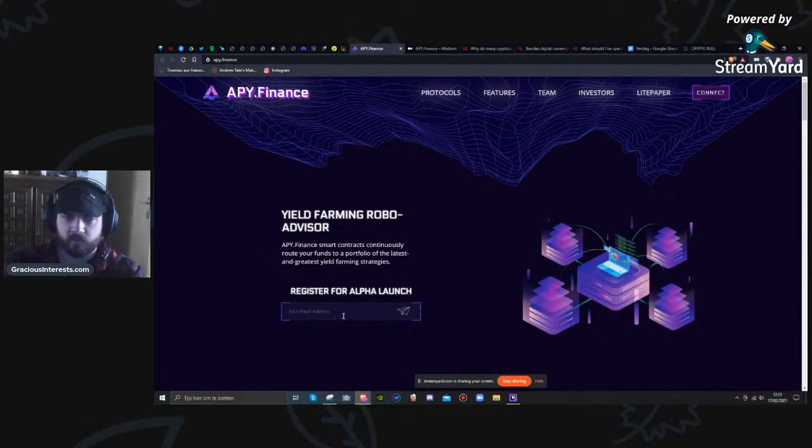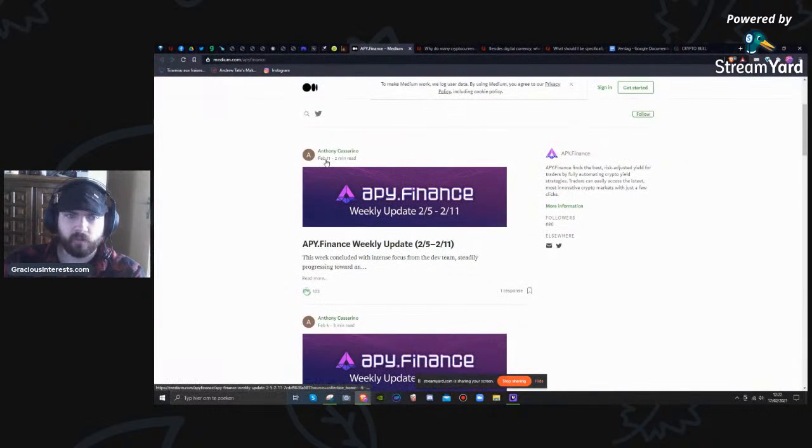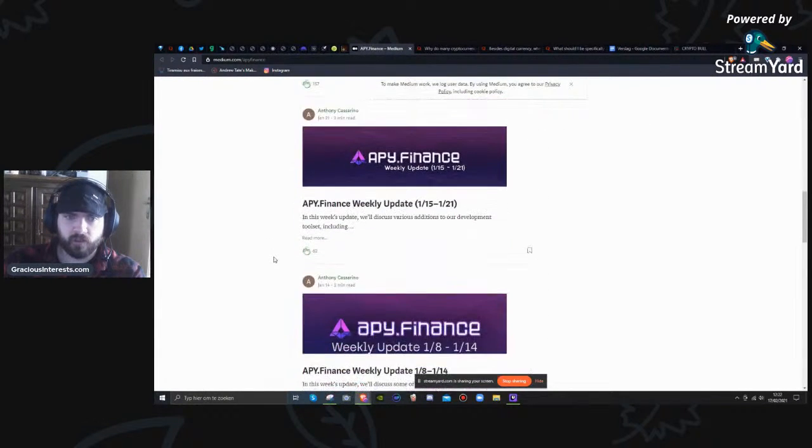I didn't immediately see a newsroom or something for the blogs for the alpha launch. So yeah, it's still in development, or they still need to update this part here. You can get newsletters, which is always good, but the Medium page is an indication of where most news is going to be posted, and from what I can tell, February 11th is the last update here. So yeah, there's some regular activity.